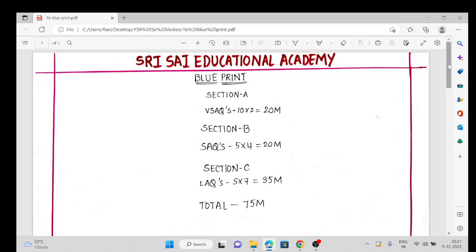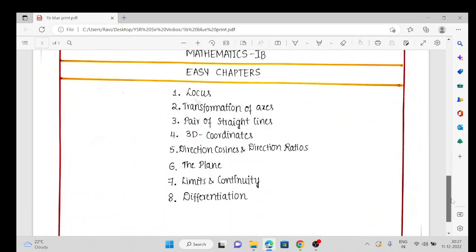Now, ఈ పర్టికులర్ చాప్టర్లో మినిమం పాస్ అవడానికి అరౌండ్ 40 to 45 మార్క్స్ రావాలంటే ఏ చాప్టర్స్ మీద కాన్సన్ట్రేట్ చేయాలి, వాట్ ఆర్ ద డిఫరెంట్ చాప్టర్స్ బేస్డ్ ఆన్ వెయిటేజ్. లోకస్, దిస్ ఇస్ వన్ ఈజీ టాపిక్. ట్రాన్స్ఫర్మేషన్ ఆఫ్ యాక్సెస్, pair of straight lines, 3D coordinates, direction cosines and direction ratios, the plane, limits and continuity, and differentiation. ఈ టాపిక్స్ మీద మీరు కాన్సన్ట్రేట్ చేస్తే మినిమం యూ కెన్ స్కోర్ 40 మార్క్స్. 35 to 40 దెర్ ఇస్ నో డౌట్. పాస్ అవడానికి కూడా మినిమం ఈ టాపిక్స్ ప్రిపేర్ అయితే కెన్ ఎనీబడి పాస్ ఇన్ దిస్ టాపిక్.